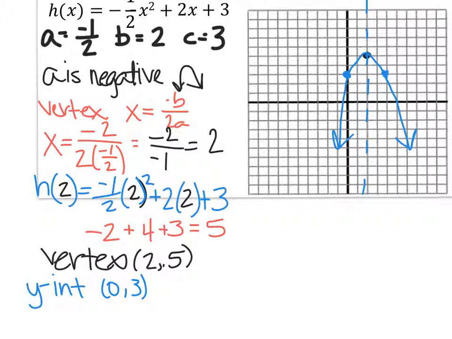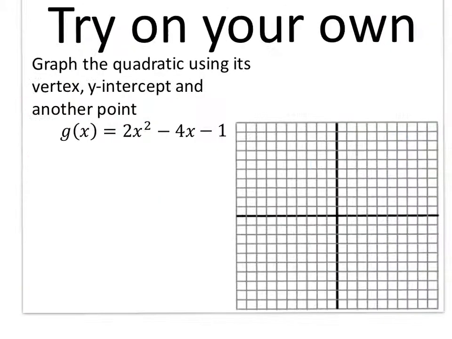So that is the steps you need to follow. First, labeling A, B, and C. Figure out whether A is negative or positive. Using the equation x equals negative b all over 2a to find your x value for your vertex, then plugging that answer into the equation for the y value. Once you have your vertex, you just need to graph your y-intercept and then reflect it on the other side of the vertex.